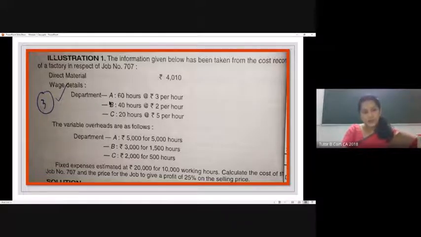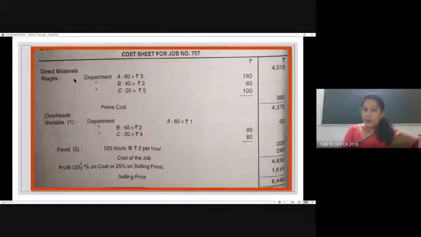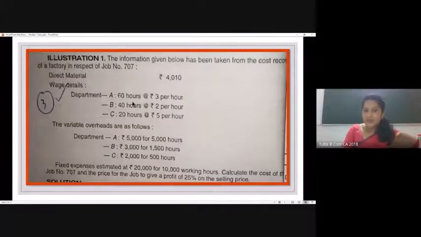Okay. So the next thing we would be considering is wages. As given in the question, Department A worked for 60 hours at a rate of 3 per hour. So naturally, the total labor cost for Department A would be 60 into 3. Same for B, it would be 40 into 2. C also, it would be 20 into 5, because they worked for 20 hours and the rate per hour is 5. So we will get the total labor expenses connected with job number 707, right?